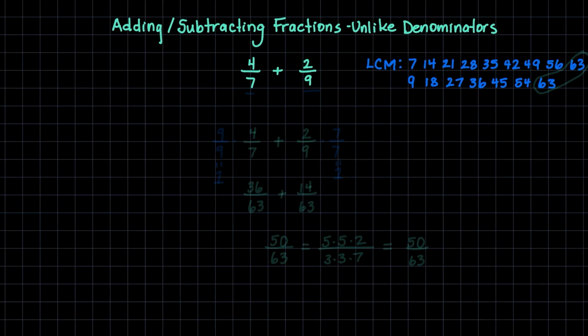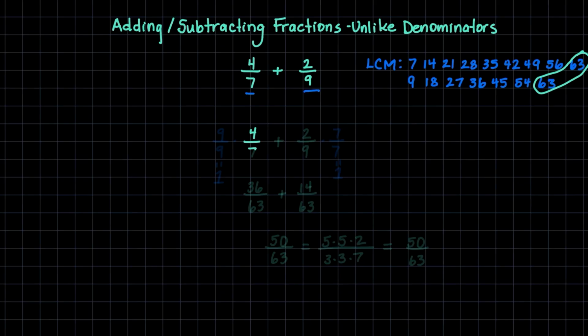Okay, we're adding 4/7 plus 2/9. We see that our denominators are not the same. We cannot add pieces that are not the same size, so we need to make them the same size. And we know we make them the same size with a common denominator. I've already listed out the multiples of 7 and 9, and I see they have a least common multiple of 63. So our common denominator is going to be 63.